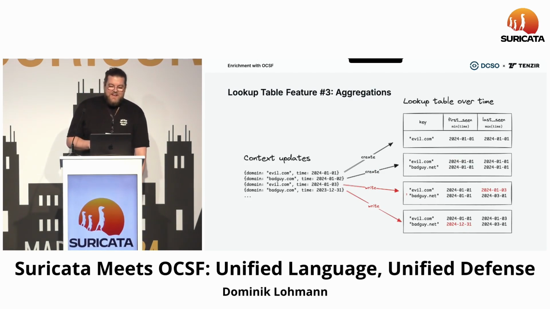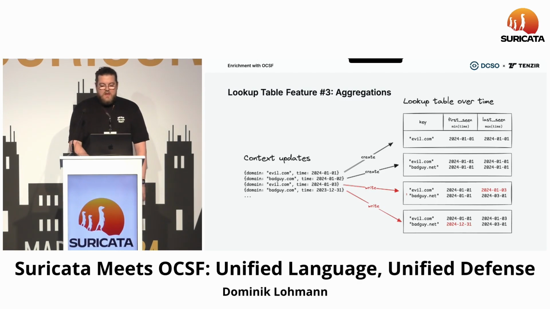in dev right now, is that you can do aggregations as part of lookup tables. So you don't just, for the context update pipeline, take the last event that you put in there for the update as your context, but you can actually specify what you want to have in there and then build up and improve your context over time.